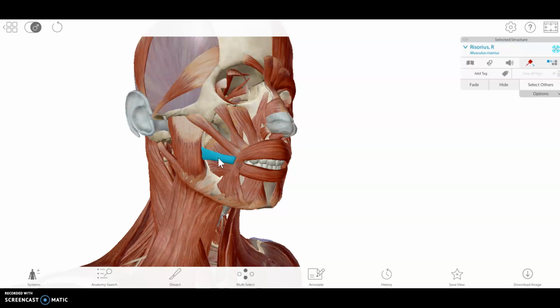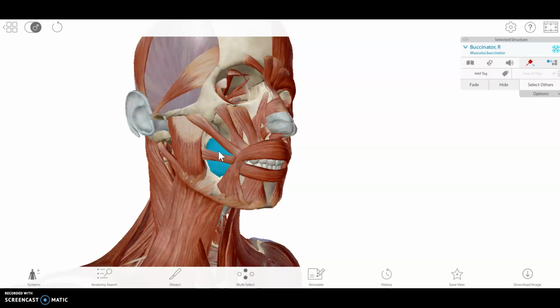Okay, and then here you have your risorius muscle. This kind of tenses your mouth, tenses your lips. Okay, and then your buccinator is deep in here. This helps to hold food between your teeth and your cheek while you're chewing so that the food doesn't squish out. It also compresses your cheek while you're whistling. So if you do the whistling motion with your lips, you can kind of feel that muscle tense.